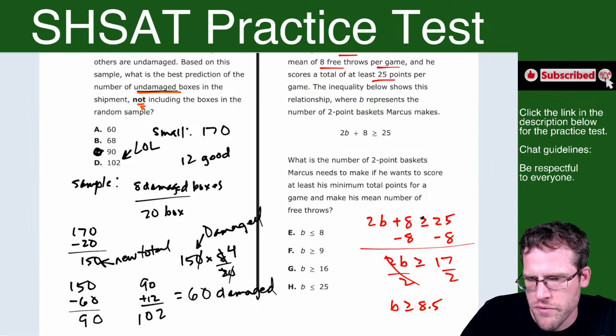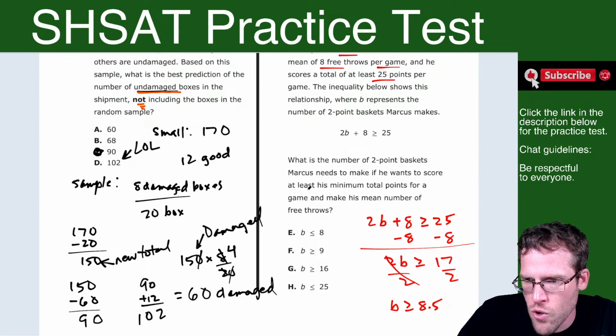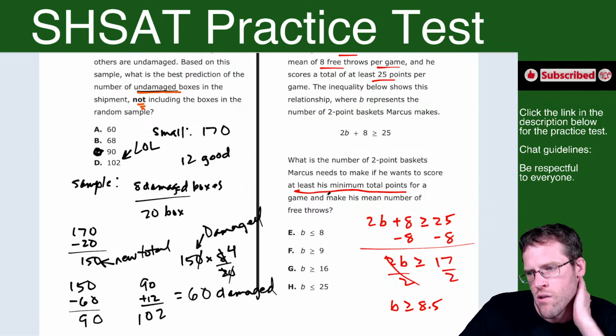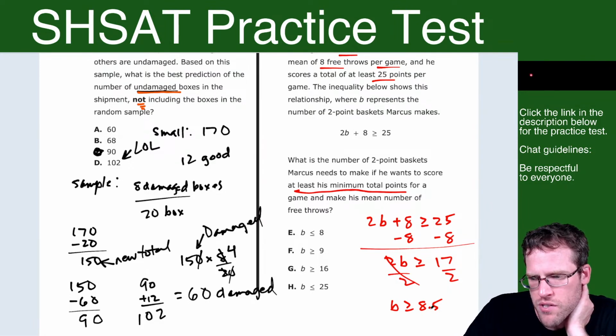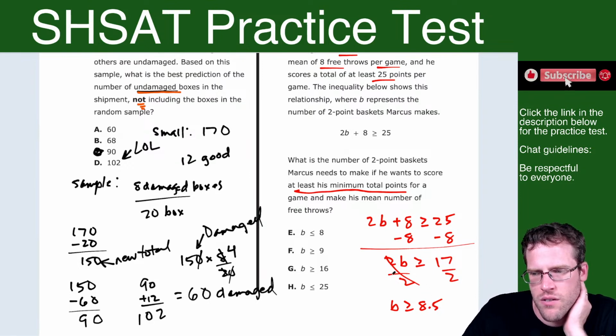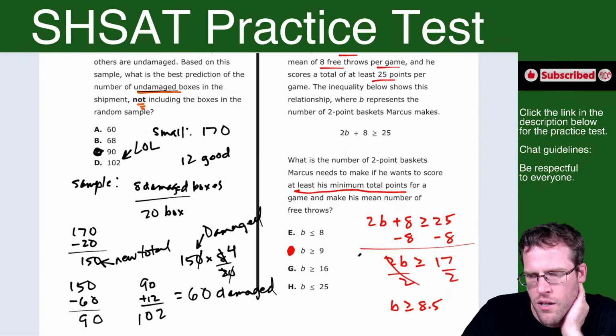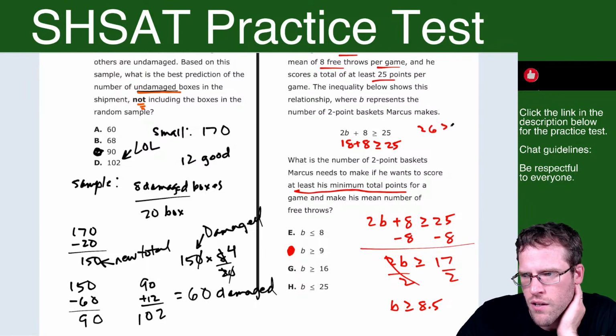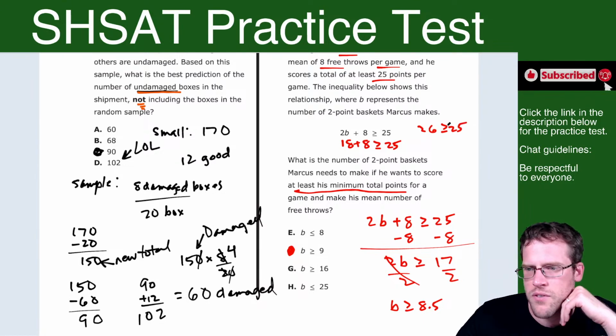So think about this very carefully. What is the number of 2-point baskets Marcus needs to make if he wants to score at least his minimum total points for a game and his mean number of free throws? Well, for this one, we're going to have to round this up to 9 because you can't make half a basket. So F is jumping out at me right away, that he needs to make at least 9. And you could even see if you did 2 times 9, that's 18 plus 8. And that's 26, which is greater than 25. So that would be it.